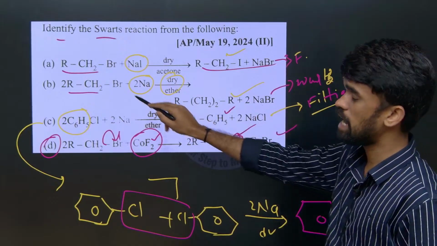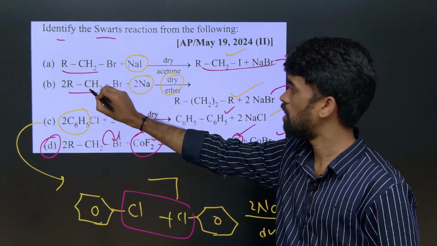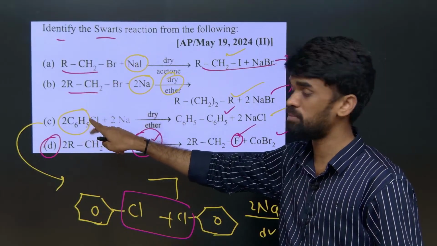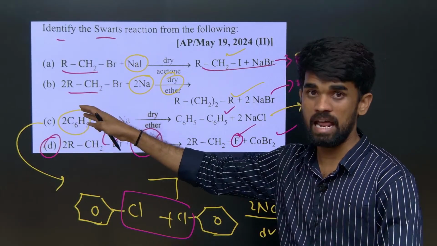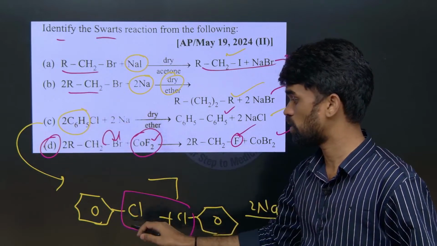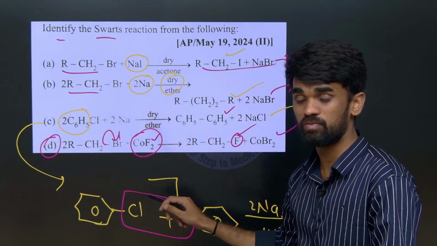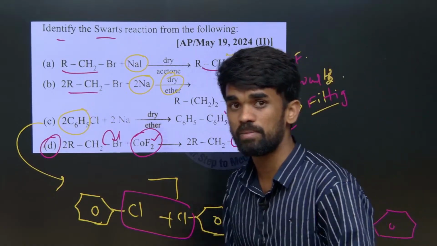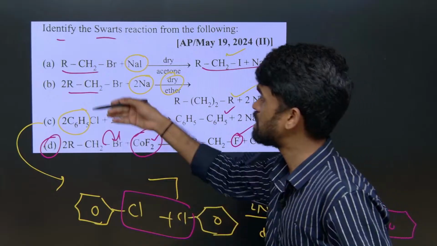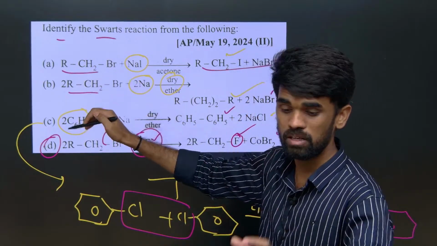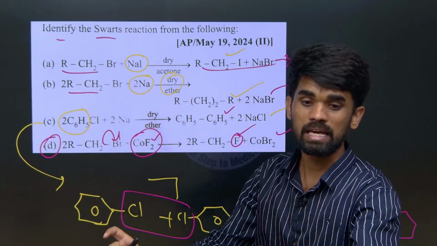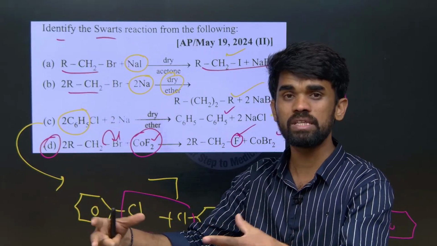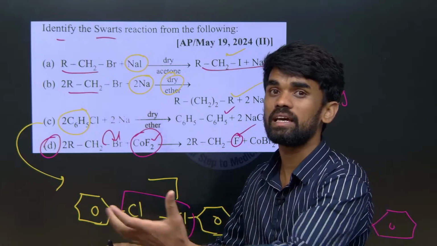So Wurtz reaction means alkyl iodides, like alkyl halides. Fittig reaction means only aryl halides, like phenyl fluorides, phenyl bromides, phenyl chlorides, like that. Okay, now the Wurtz-Fittig reaction. What I am saying? Wurtz-Fittig. It means it is a combination of both reactions. One is alkyl halide, another one is aryl halide. So the combination of these two is called the Wurtz-Fittig reaction.